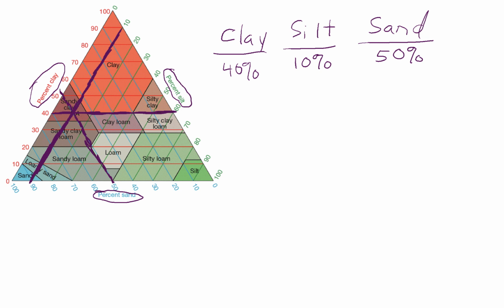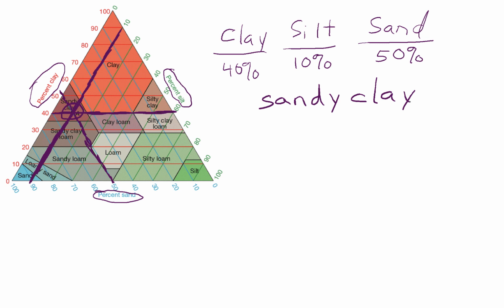Okay, now we see that the three lines intersect right there on the type of soil that says, I kind of wrote over it, so you'll have to forgive me there. That would be sandy clay. So that would be the correct answer for that one.